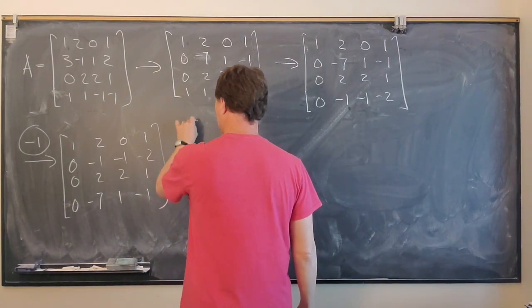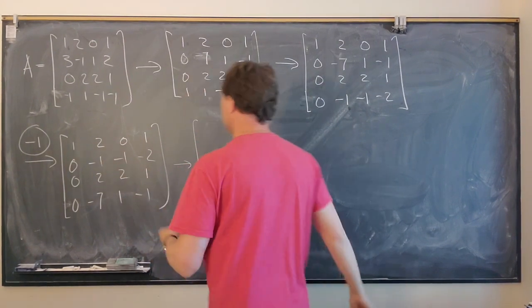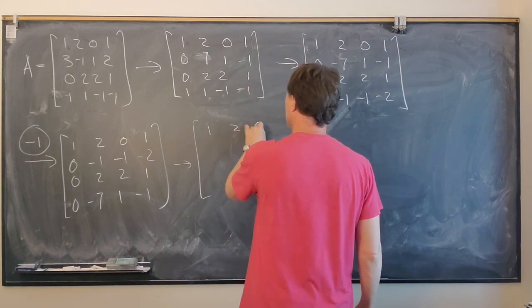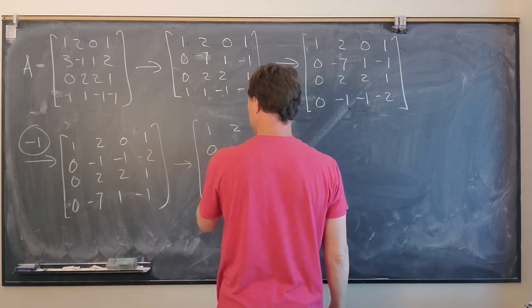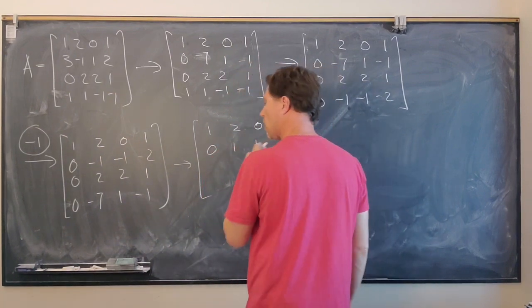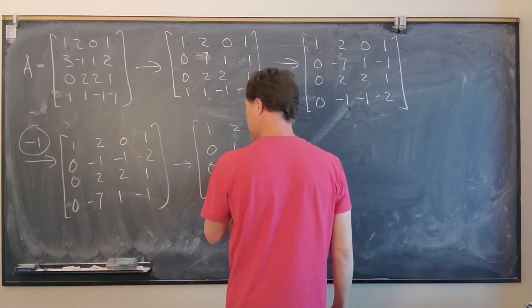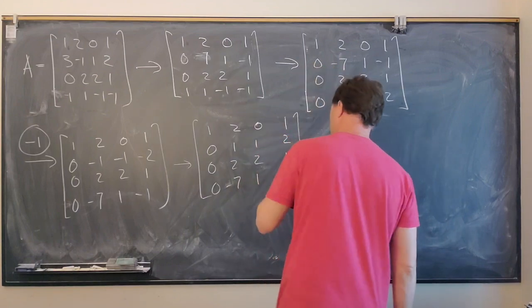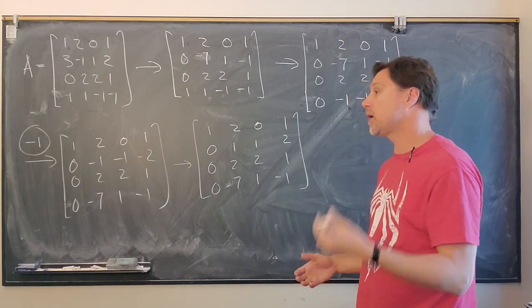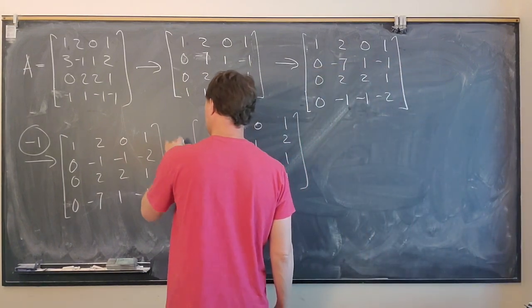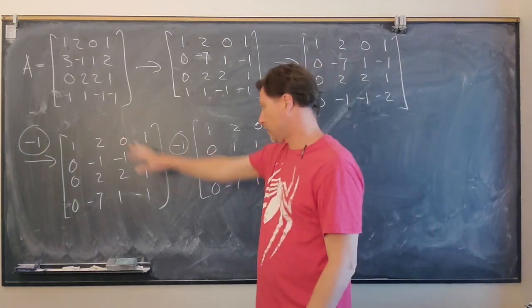Okay, next step. Well, I've got a negative 1 here. I actually need it to be a leading 1, so I need it to be a positive 1. So 1, 2, 0, 1. I'm going to multiply the second row by negative 1. 0, 1, 1, 2. 0, 2, 2, 1. 0, minus 7, 1, negative 1. And when you multiply a row by a constant, that changes the determinant by exactly that constant. So I multiplied here by a negative 1, and I'm going to keep track of this now.